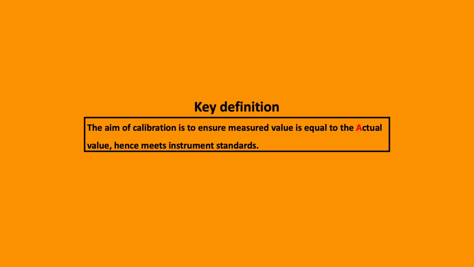These values usually come with a range of minimum to maximum. It is essential to ensure the value is accurate. One aspect to ensure this accuracy is calibration. The aim of calibration is to ensure the measured value is equal to the actual value, hence meets instrument standards.